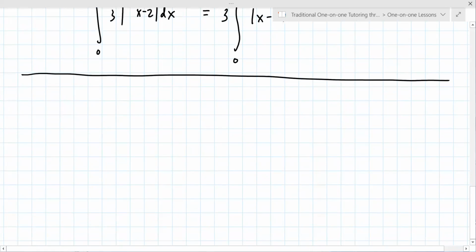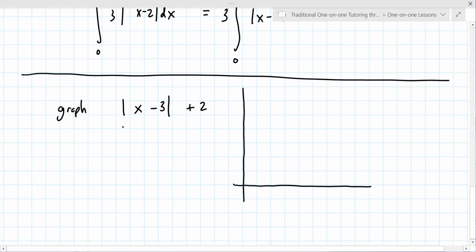So let's graph another absolute value here. Let's say I wanted you to graph the absolute value of x minus 3 plus 2. Do you recall that the vertex, the V, is at the coordinate h, k, in absolute value x minus h plus k? So in this case, it would be at 3, 2. And again, the slope here is 1. So you rise 1 over 1, rise 1 over 1, and so on.